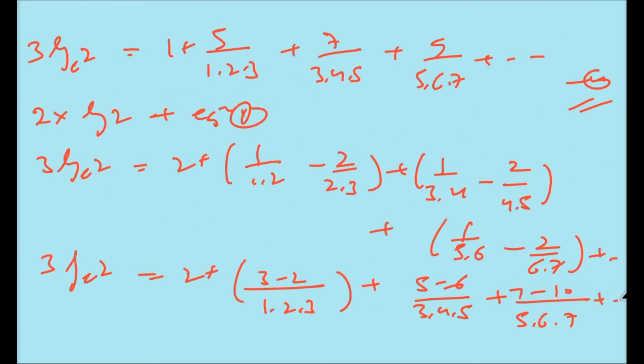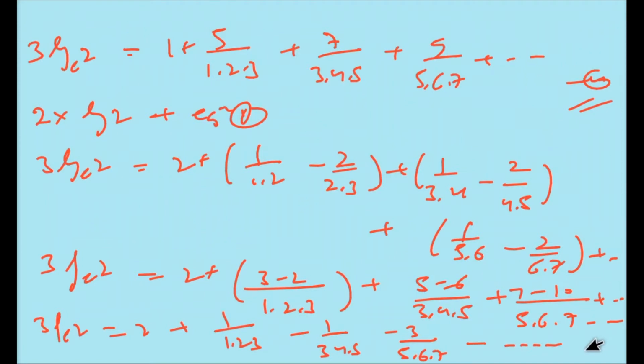Okay, so what is left here? 3 log 2 equals 2 plus 1 upon 1·2·3, minus 1 upon 3·4·5, and again minus 3 upon 5·6·7, and so on. So you have to learn this. Okay students, all that I am describing here depends on equation 1 and equation 2.